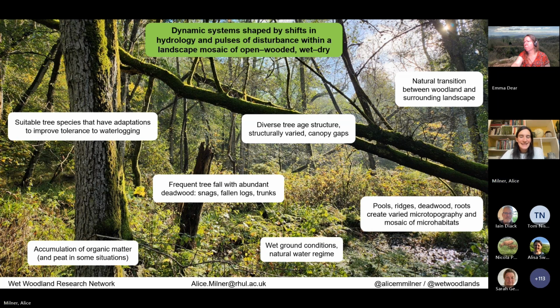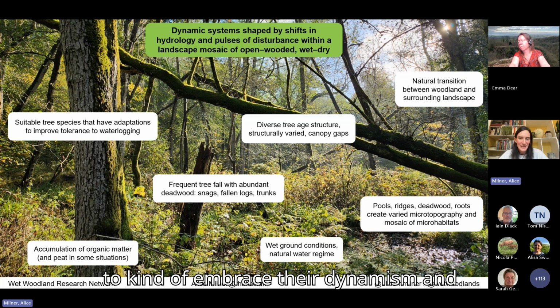And it holds true for the photo here, which is not at all like a bog woodland that I showed earlier, which has a much sparser canopy, but a lot of these hold true for that as well. And to be well managed means to kind of embrace their dynamism and allow the natural processes to occur, and crucially to protect the water supply to allow those natural processes to occur.